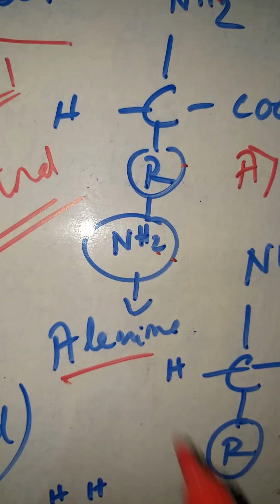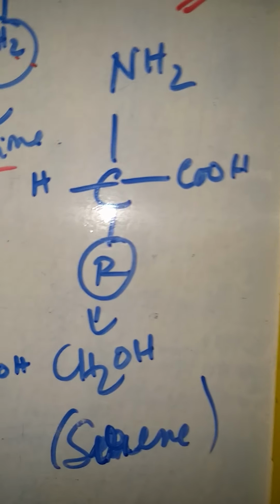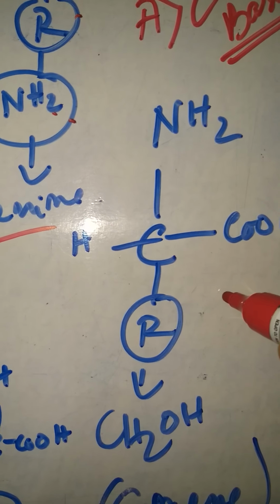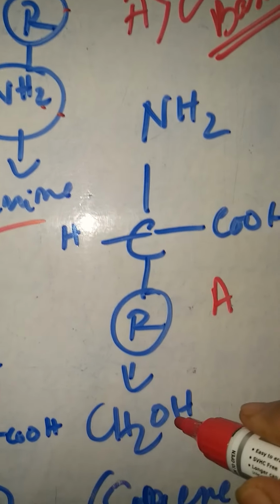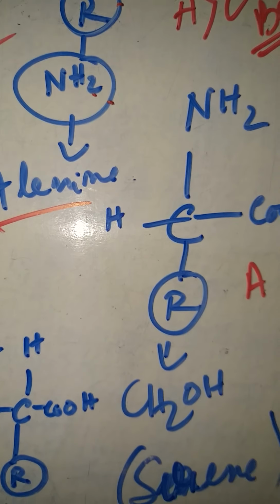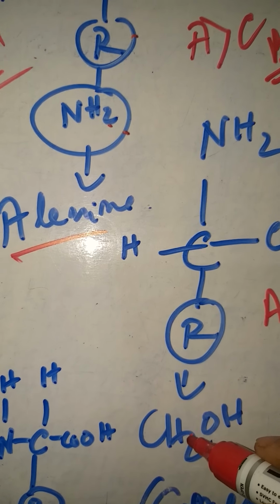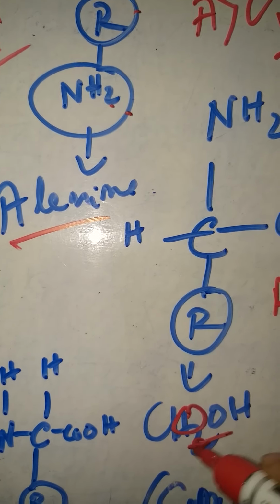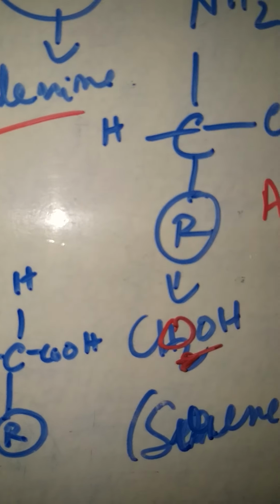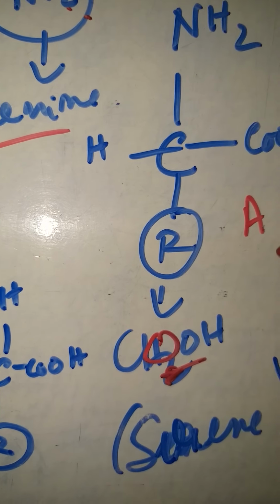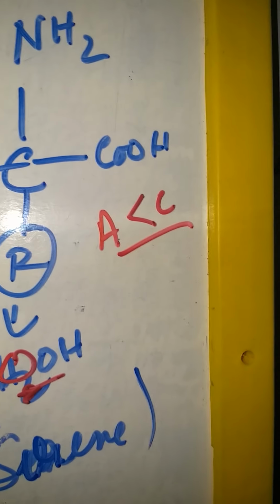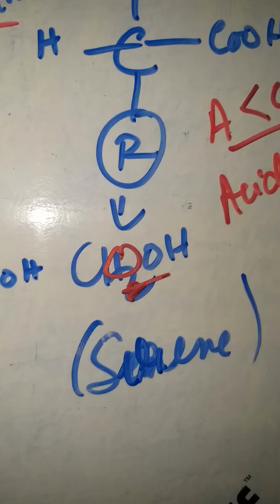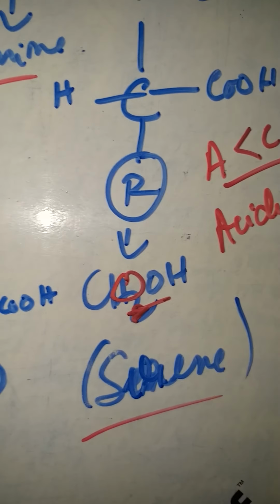Example is alanine. And in the third category, you see, here R is again replaced by COOH. This portion, COOH. So here we have 2 carboxylic groups. That means here we have it like this. So obviously this is acidic in nature, and this is known as serine.